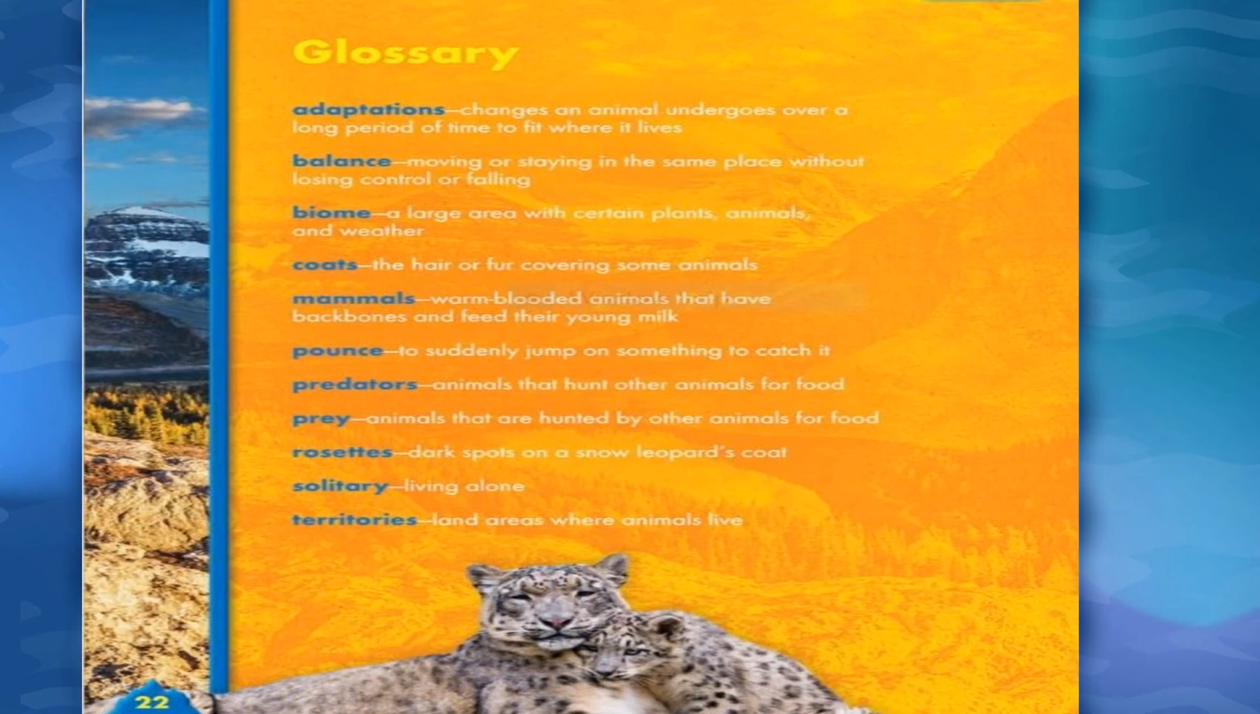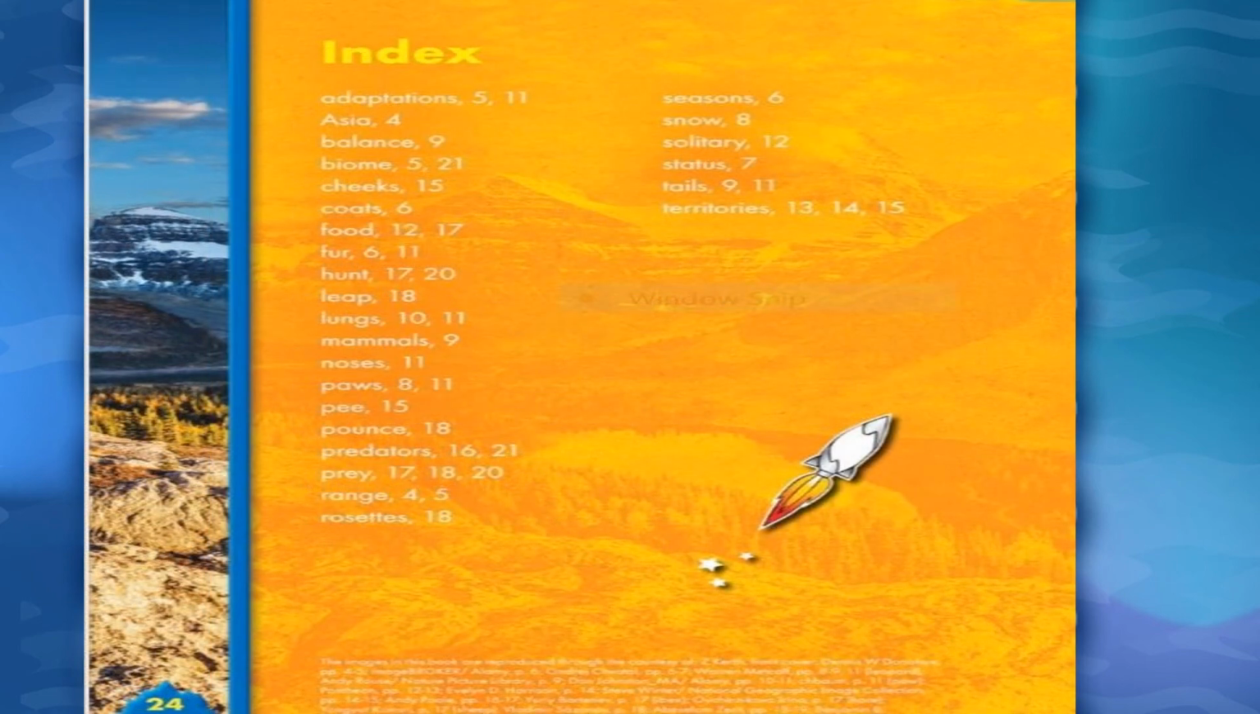Now here's the glossary at the end of this text. So we know that we have come to the end of an informational text because we see the glossary, and the glossary is usually located in the back of the book. This is an index. An index tells what pages the readers can find certain topics.